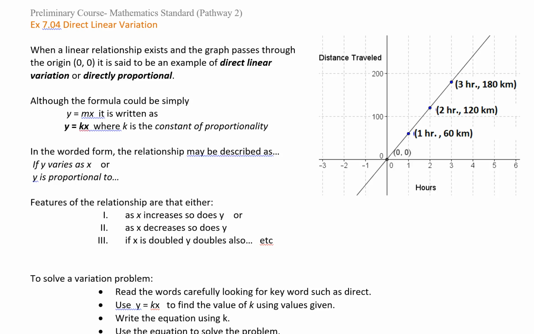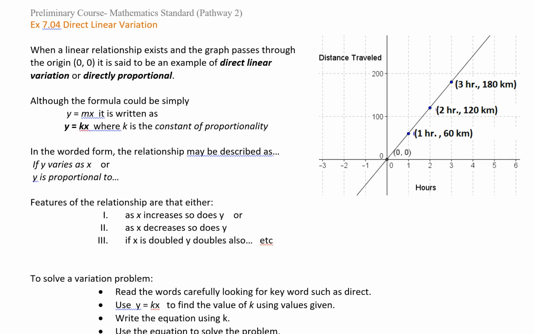Exercise 704 is called direct linear variation. Now, let me just reassure you that this is just a particular type of linear modelling, a special situation. So, last exercise you looked at linear modelling relationships in the real world, where when we graph them, we get a straight line. This is still similar. There'll be situations in the real world where a linear relationship exists.